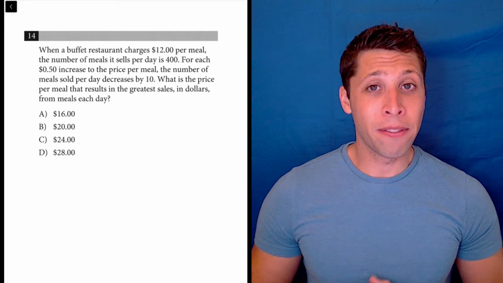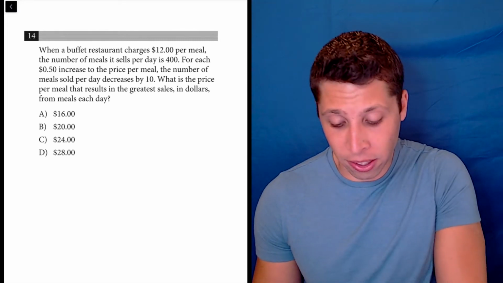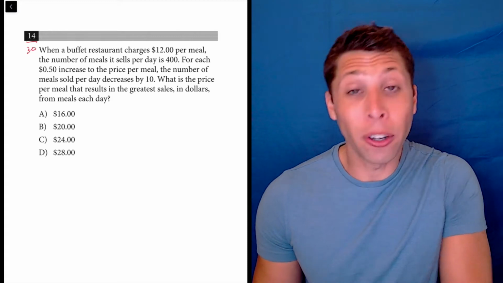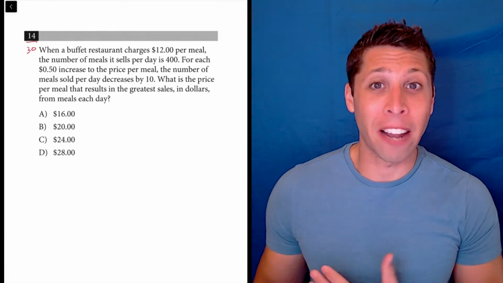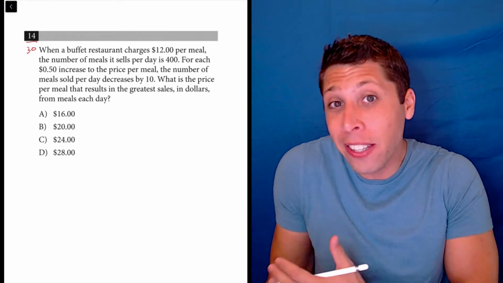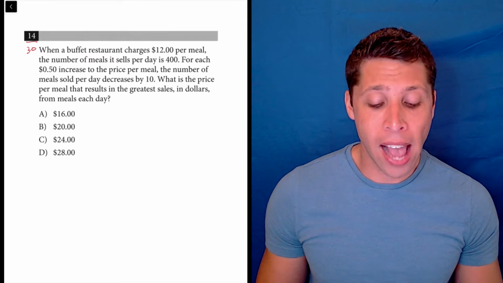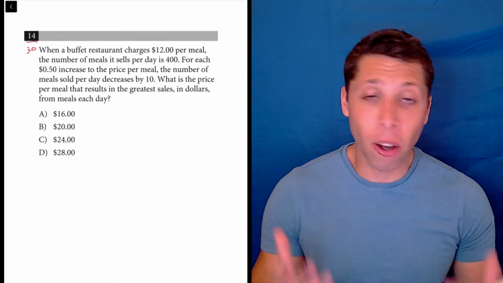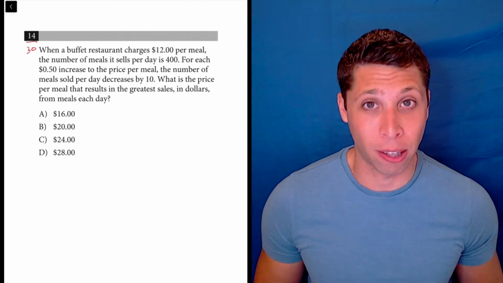This is a very, very difficult question, especially considering where it is in the section. This is number 14 out of 30 multiple choice questions in the calculator section. So it seems a little out of place because it's supposed to be kind of easy, medium difficulty, and yet I think this is one of the hardest questions on this test. And so that's going to throw you off. But it's all the more reason, if you hit something weird, you can always guess and move on and come back to it later.